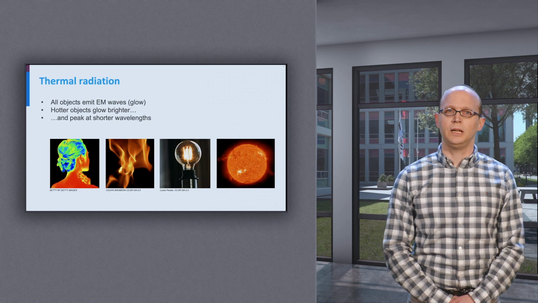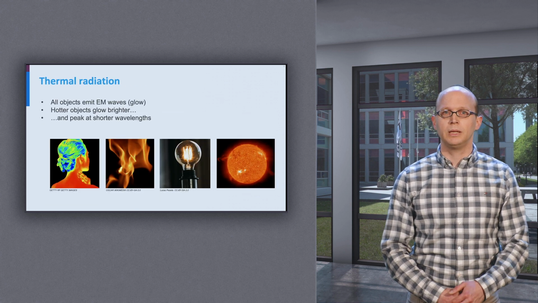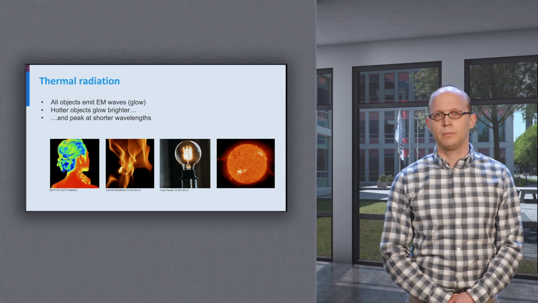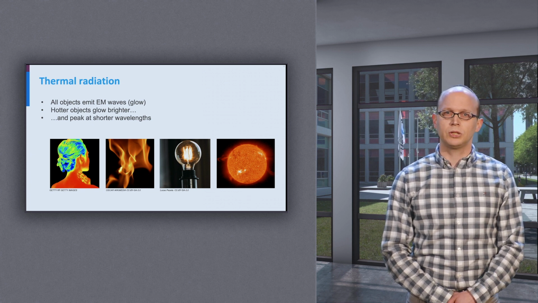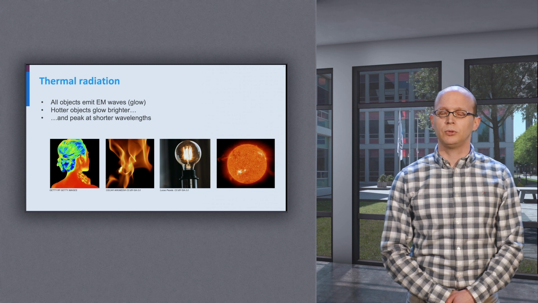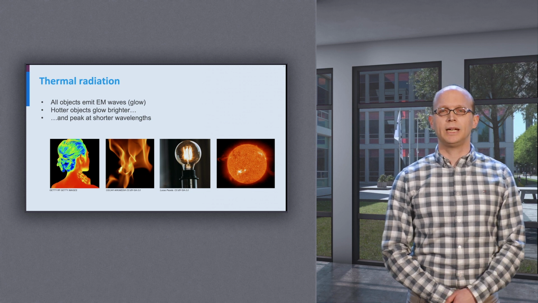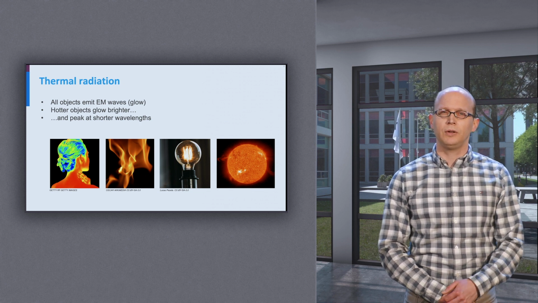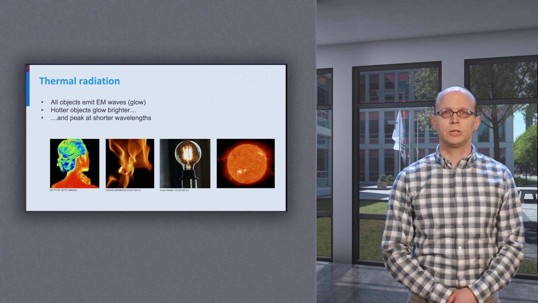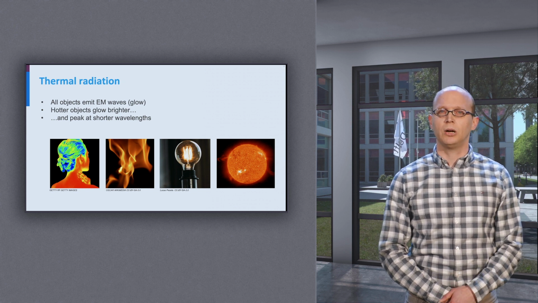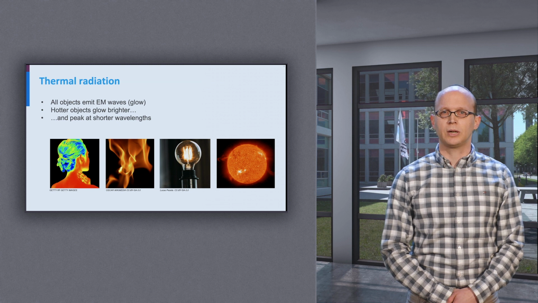All objects, even as you are watching this video, emit electromagnetic waves. Objects at room temperature emit infrared light, not visible to the human eye, but it can be picked up by a thermal imaging camera. If we heat an object beyond room temperature, we can feel radiation coming off. Think about the radiator in your house.